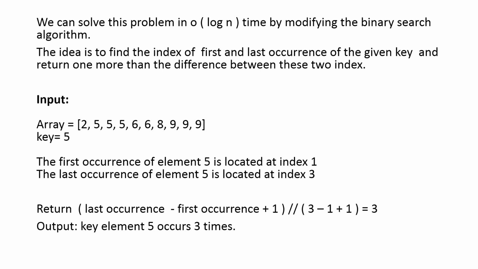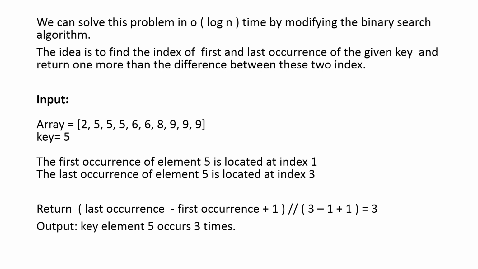So we can solve this in order of log n time by using a modified binary search. The modified binary search algorithm can solve these problems in order of log n time. So the idea is to find the first index and the last index occurrence of the given key and return one more than the difference between these two indices. For example, the given array is 2 5 5 5 6 6 8 9 9 9.